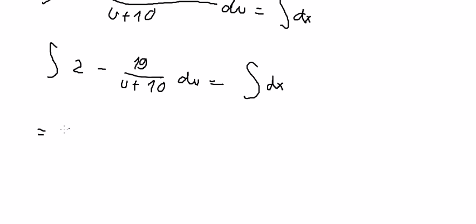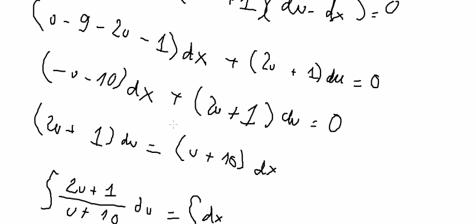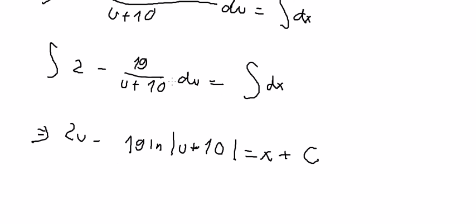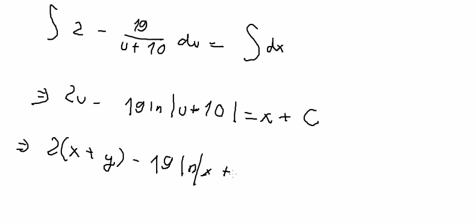So this one, you get 2u minus 19 multiplied with ln of the absolute value of u plus 10 equal to x plus c. About u, that is x plus y. So we put x plus y in here. So we put x plus c go to the left.